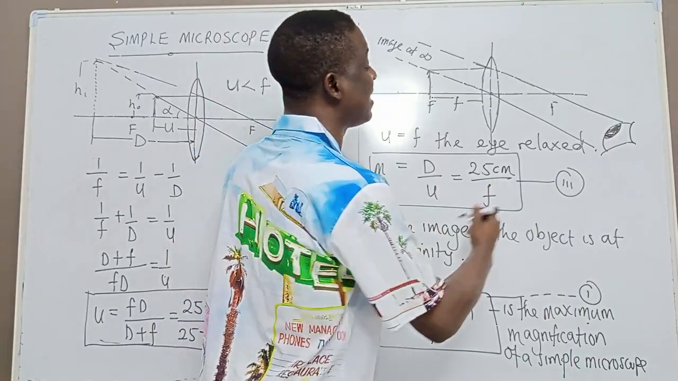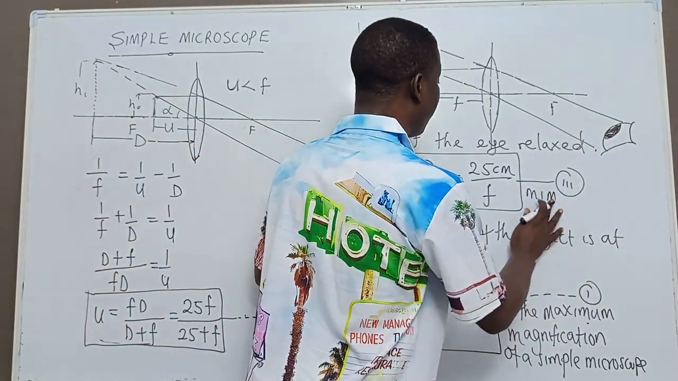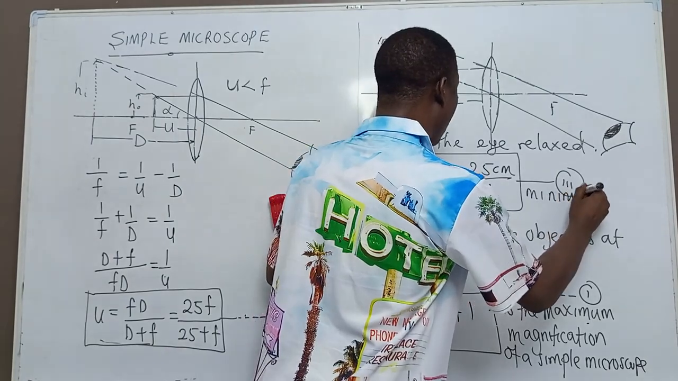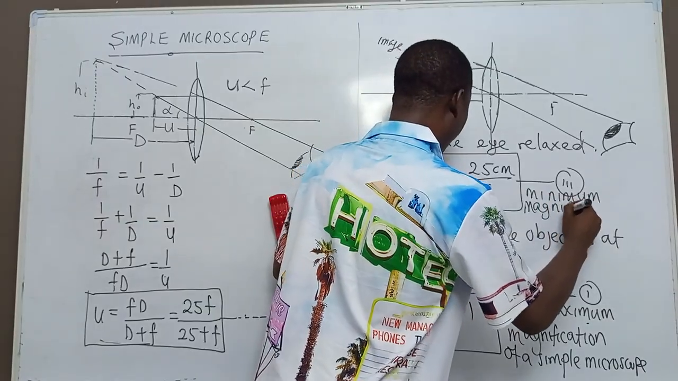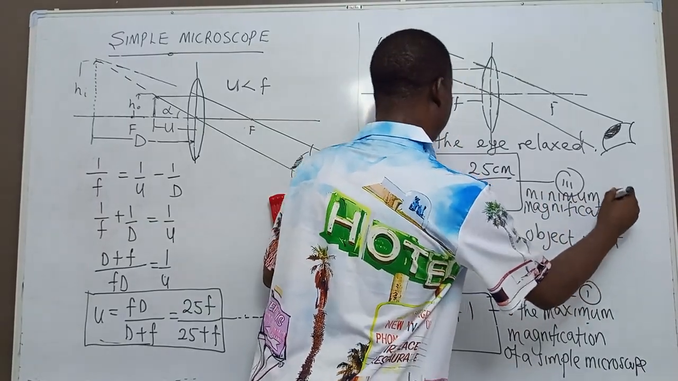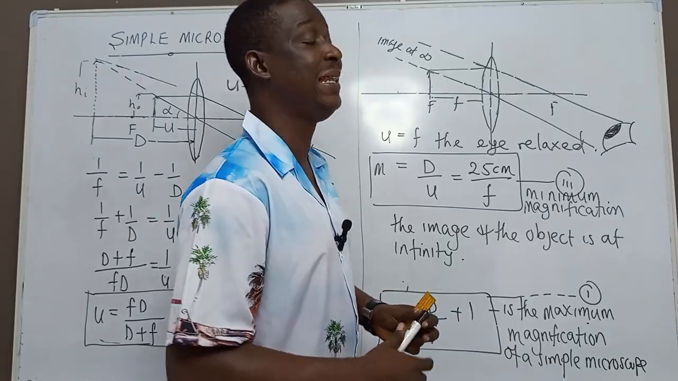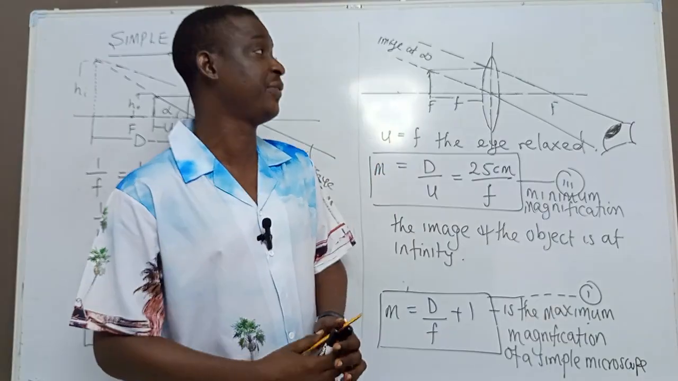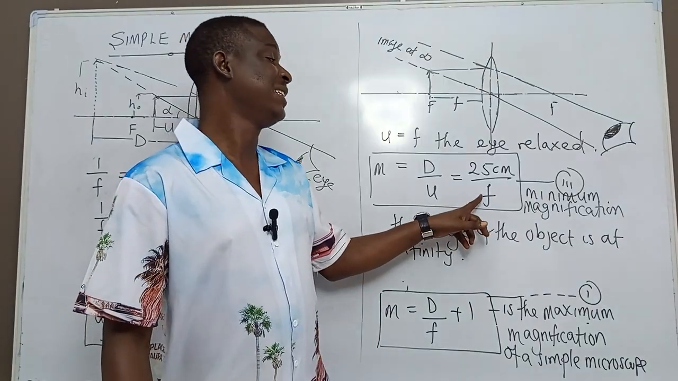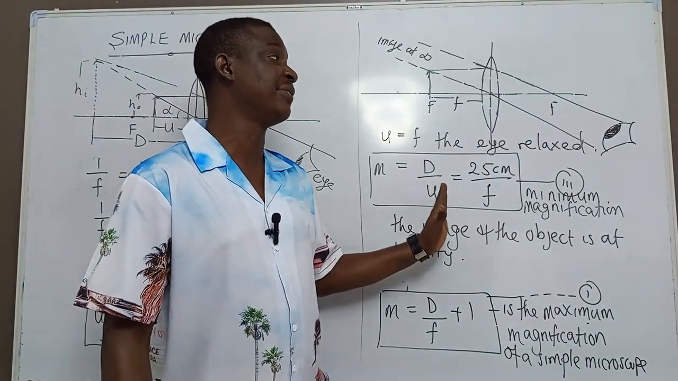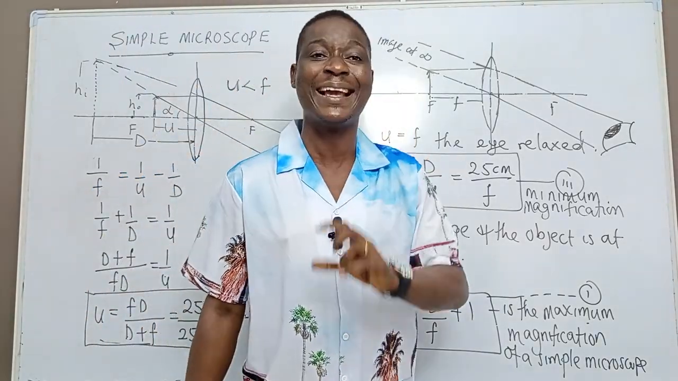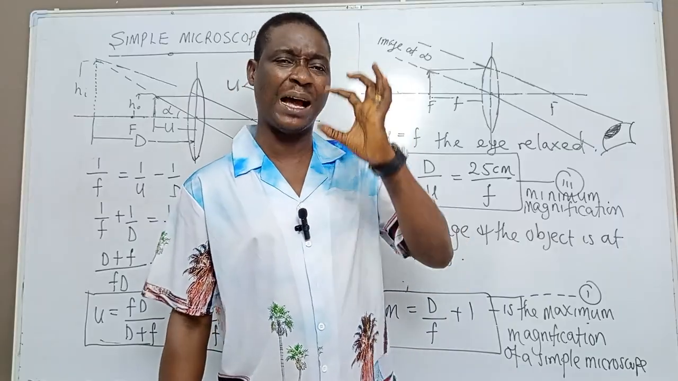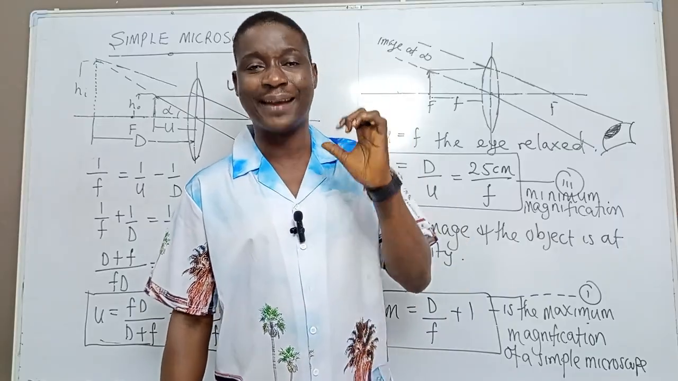Don't forget, this one is the minimum magnification of the lens that it can produce at this point. That means at this point, the lens can produce a minimum magnification. Although at this point of minimum magnification, the image is at infinity, and the eye is unaccommodative. That means the eye relaxes at this point.